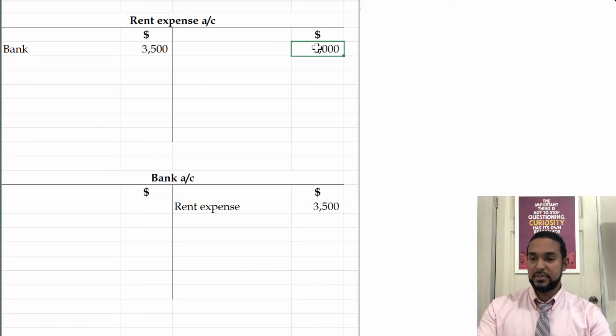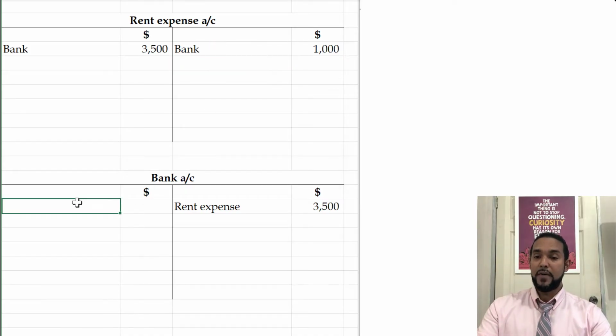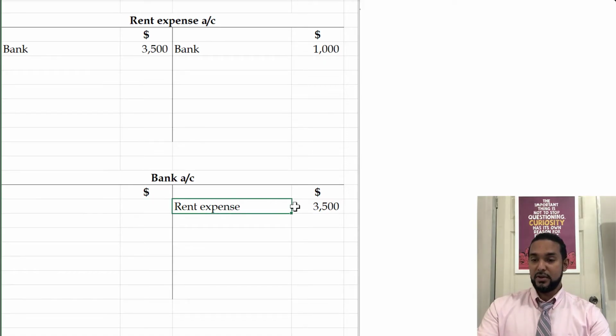So this 1,000 technically acts as a counterbalance or a decrease to this 3,500. So the net figure in that rent expense account will be 2,500. Right? The detail will say bank, because we have to go on the debit side of bank and put the same entry. Why? Because the credit entry in this bank account for the payment of rent was overstated. The credit entry was too high.